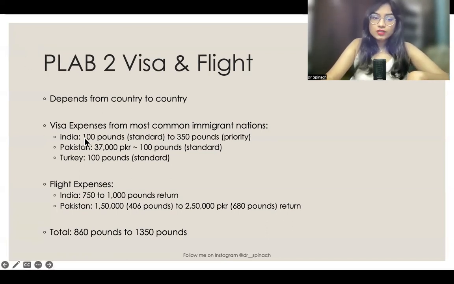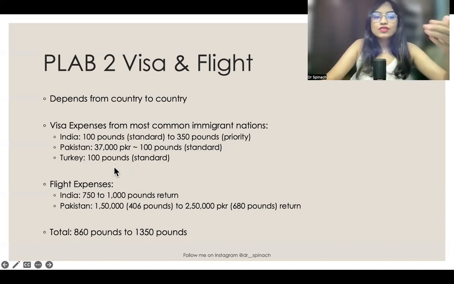So the standard visa is going to cost £100 in India. That's 10,000 Indian rupees. And the priority visa can cost up to 35,000 Indian rupees. Similarly, for Pakistan, the standard visa cost is the same. That is 37,000 Pakistani rupees, which is around £100. And for Turkey, the standard visa cost is the same.